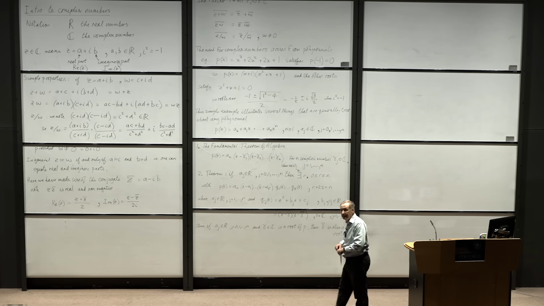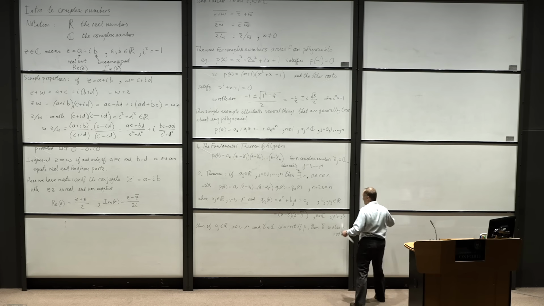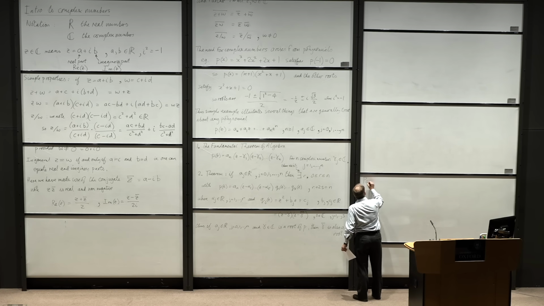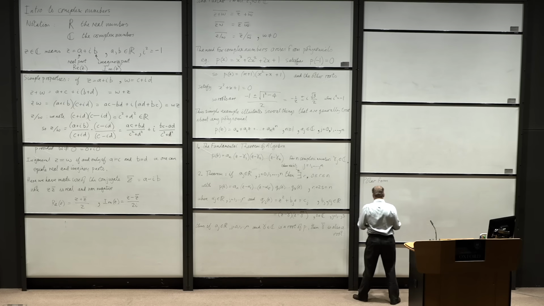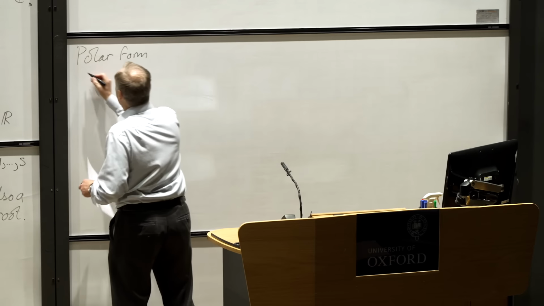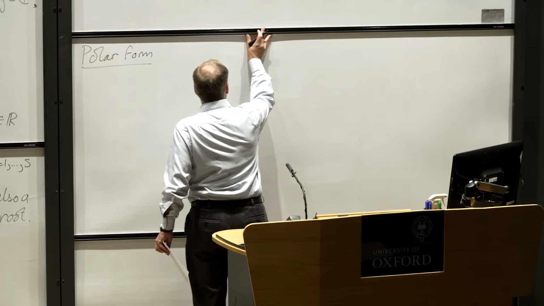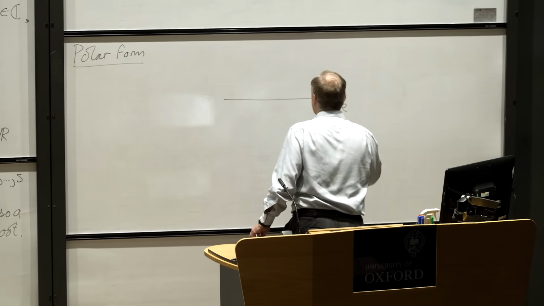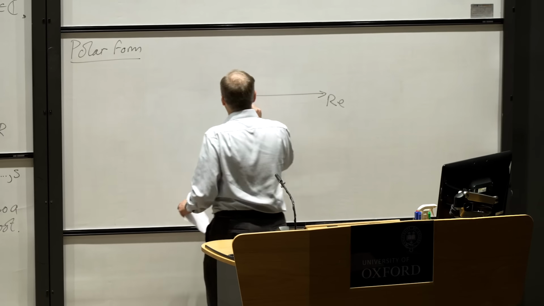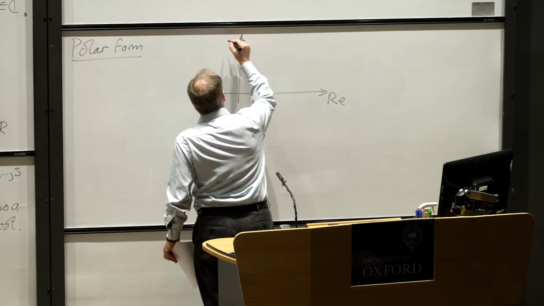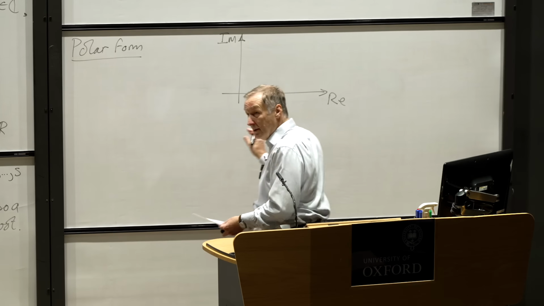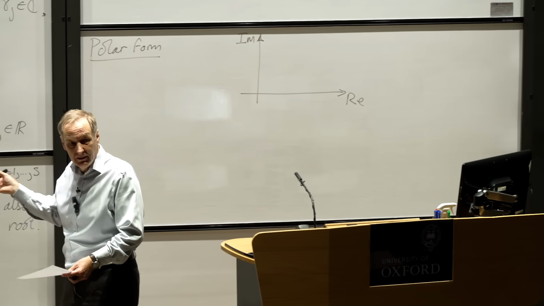Okay, we've done that. So then we come on to the polar form. And the polar form is like the following. I can draw a picture. And this picture has the real axis going out this way and the imaginary axis going up this way. That's the usual way it's done. Maybe on some other planet they do it the other way around, but we don't. We do it this way around.